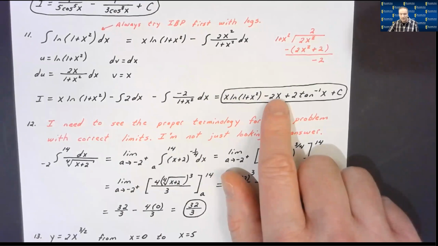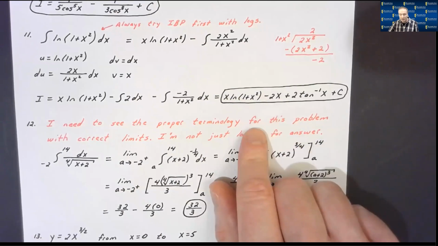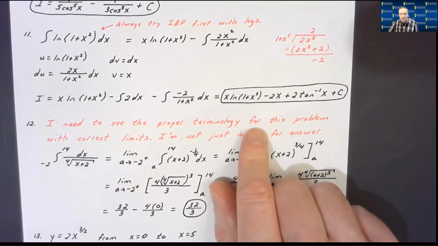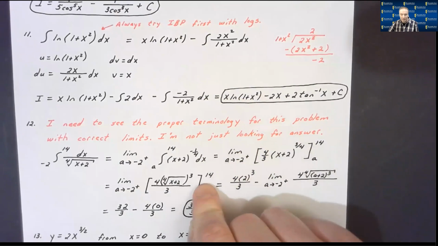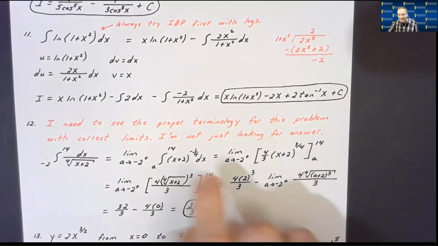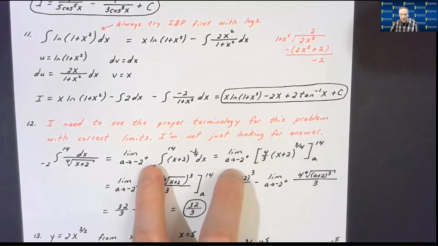Now, that's not necessarily the case for number 12. Part of number 12, and part of what this section 7.7, I believe, was trying to get us to do, is to be able to take improper integrals and write them as proper integrals. So I need to see that you made it a proper integral.